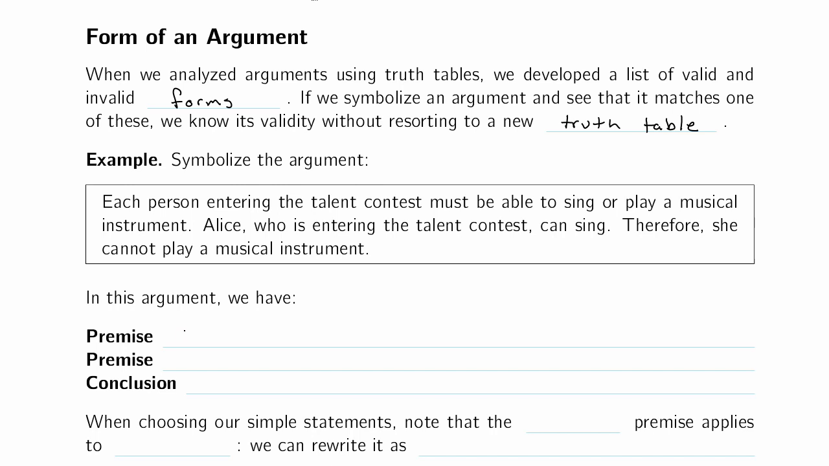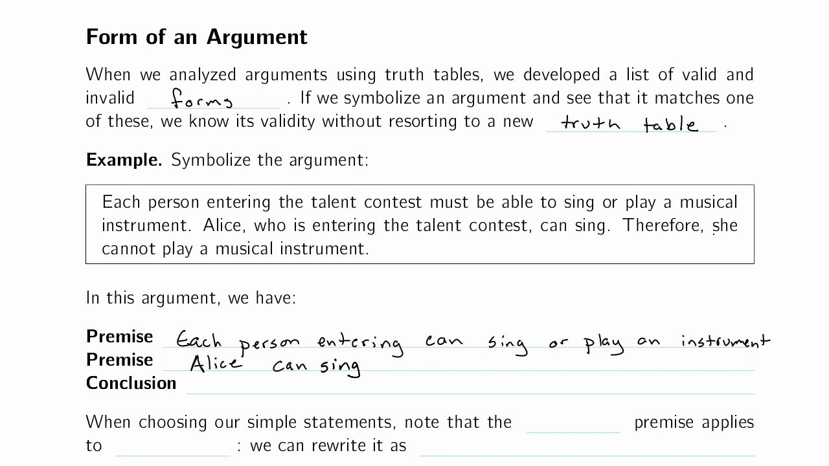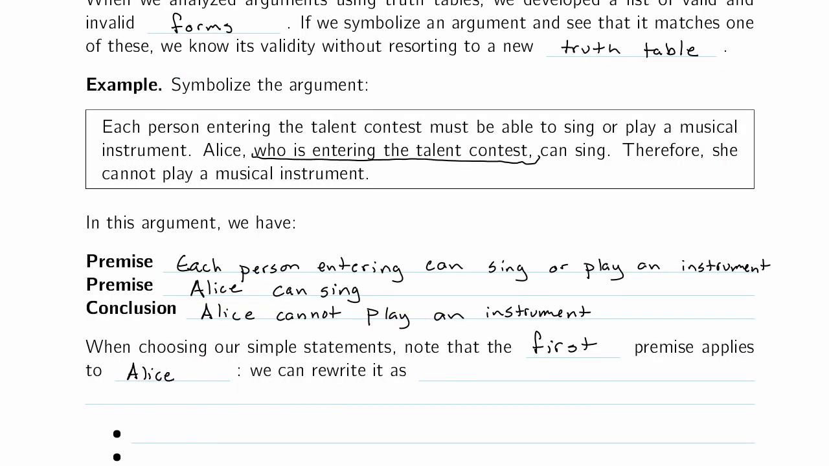So our premises are: each person entering the contest can sing or play an instrument. Alice is someone who's entering the contest, and she can sing. So Alice can sing, and therefore our conclusion is that Alice cannot play an instrument. And notice we're told that Alice is entering the talent contest, and so the first premise applies to her. When we say each person entering can sing or play an instrument, Alice is one of those people. So we can rewrite that as Alice can sing or play an instrument.